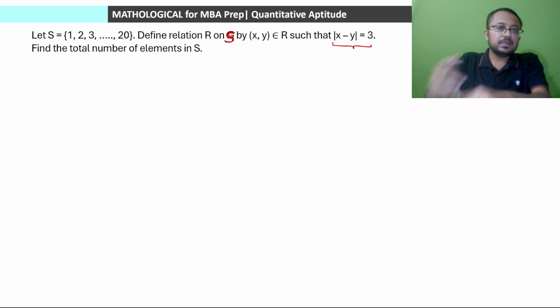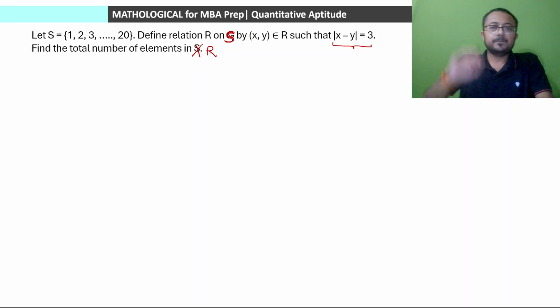फिर गड़बड़ कर दिया. R on S, total number of elements in R. ठीक है, R में नंबर ऑफ एलिमेंट्स कितने होंगे? That is the question. ओके, टोटल नंबर ऑफ एलिमेंट्स इन R कितने होंगे? And R is defined such that (x, y) is an element of R such that mod of x minus y is equal to 3.